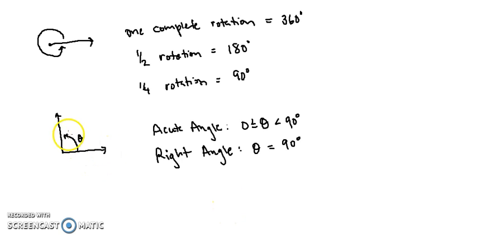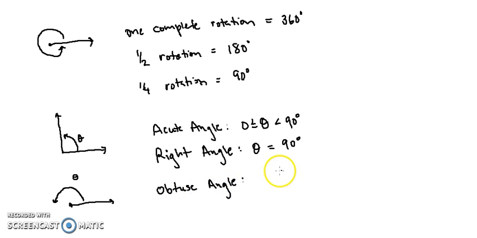So if it's between 0 and 90, it's acute. If we get to a right angle, then that's 90 degrees. And if we continue rotating around like this, if we go past 90 degrees, that's going to be an obtuse angle. So that would be if theta is between 0 and 180. I'm sorry, 90 and 180. I wrote it right, I said it wrong. So if theta is between 90 and 180, then we have an obtuse angle.